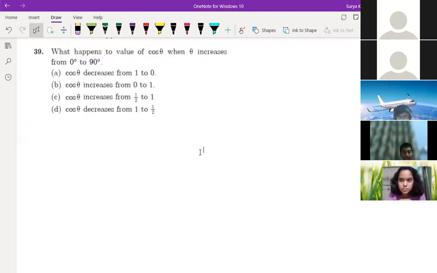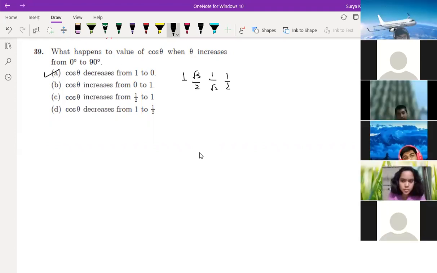So see children, here we can write what happens to the value of cos theta when theta increases. Cos theta decreases from 1 to 0. Does cos theta increase or decrease? Sir, it decreases. Option A, right? Because cos 0 value will be 1, then root 3 by 2, then 1 by root 2, then 1 by 2, then 0. So it keeps on decreasing.